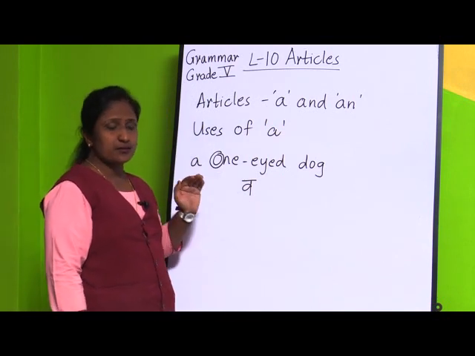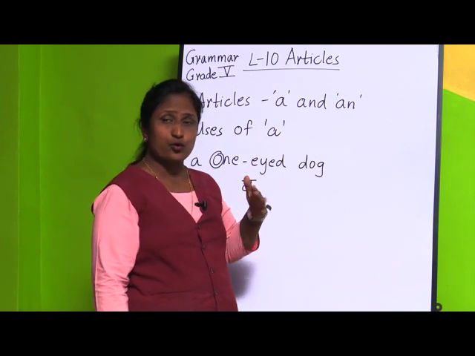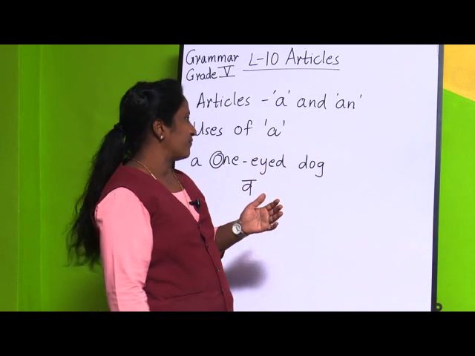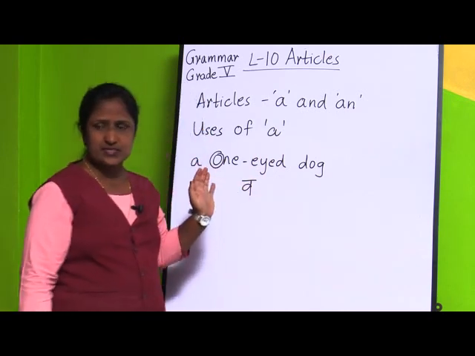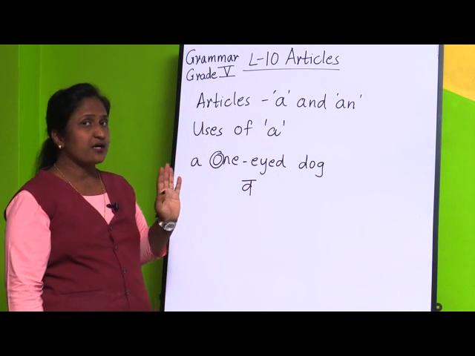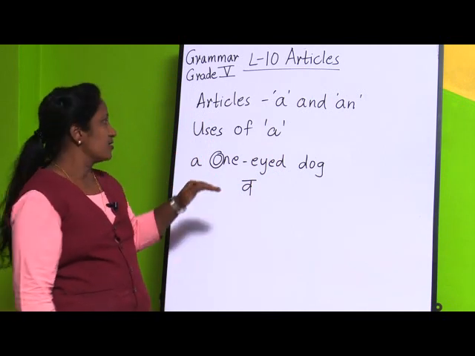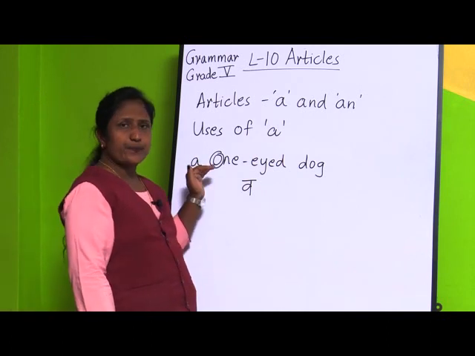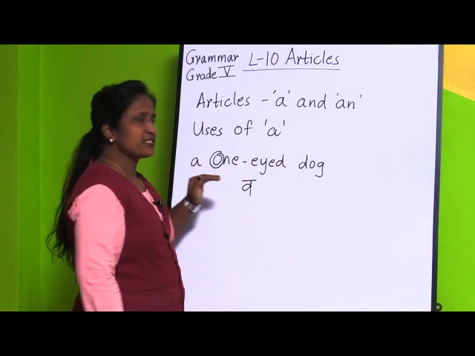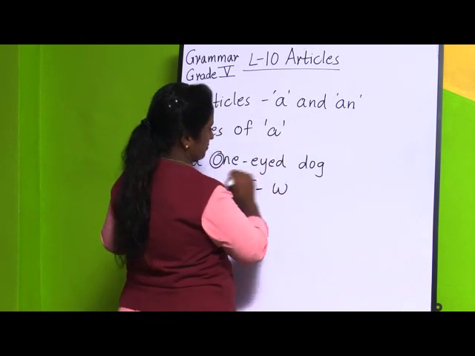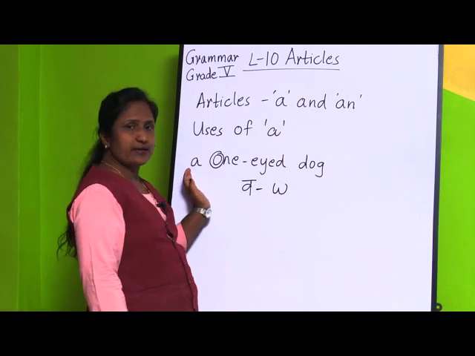What I told you is that we are going to see the sound, not the alphabet. O is a vowel, but here we look at the sound, whether consonant or vowel. O is a vowel, but it sounds like v, and that in English is W. So that's why we use the article a.